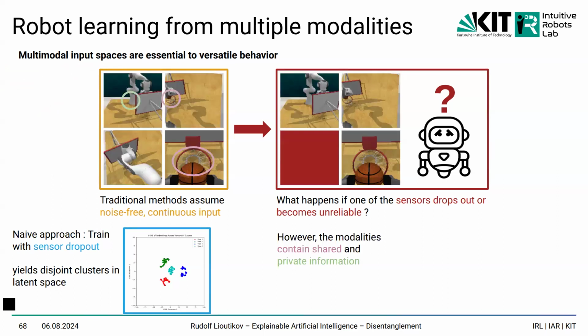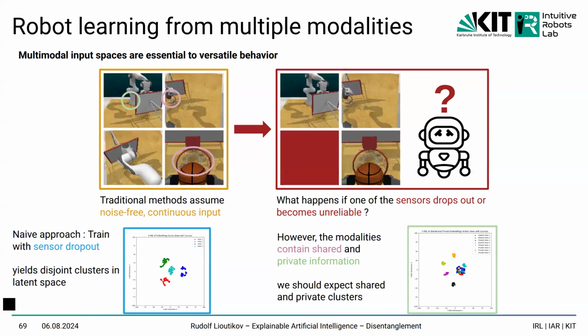However, as we just discussed, there is shared information. For instance, here the rim is present in two images. And there's unique information that is only available to one of those sensors, like the base of the robot. So instead of hoping that the encoders learn to share this information, we explicitly enforce it. We introduce shared and private encoders, which we'll talk about in a second. With this, we get a latent space that looks like that, which is exactly what we would expect.